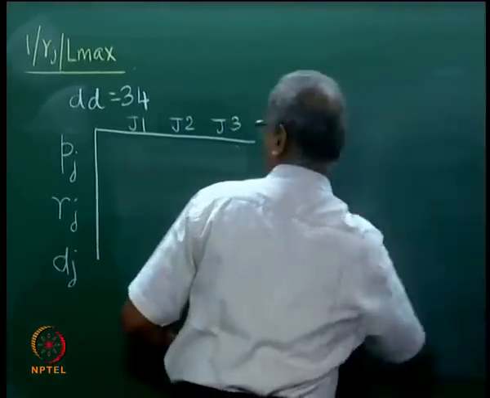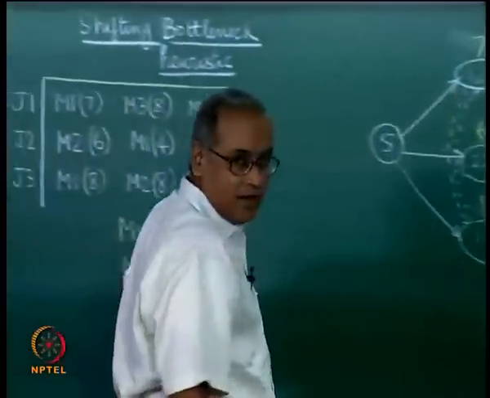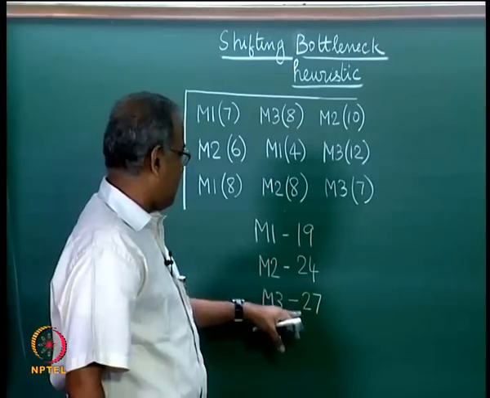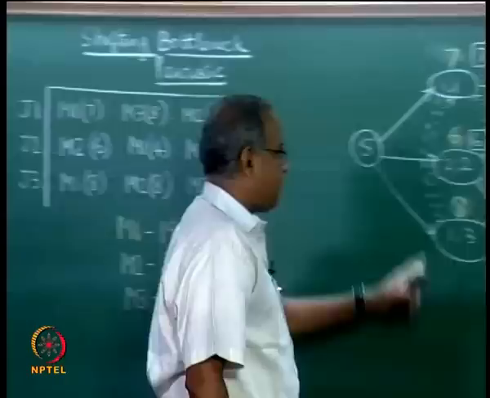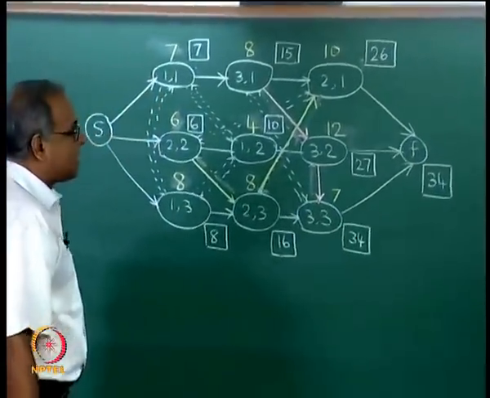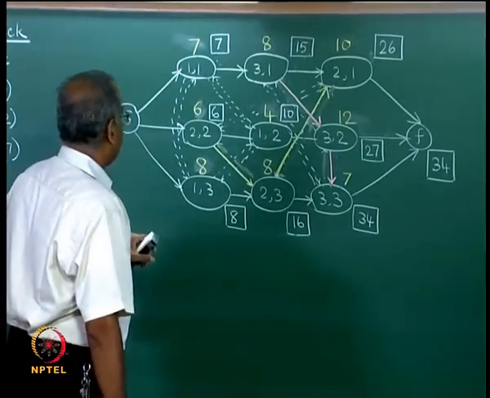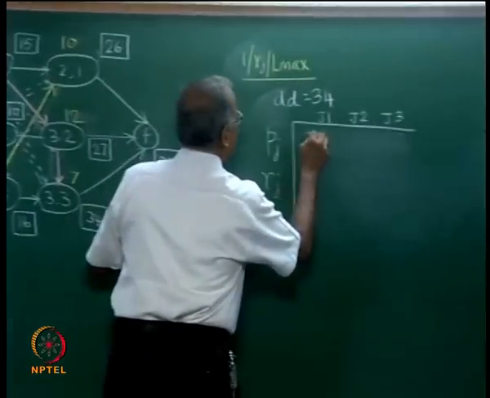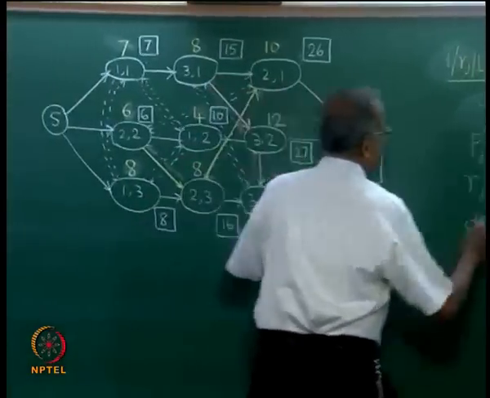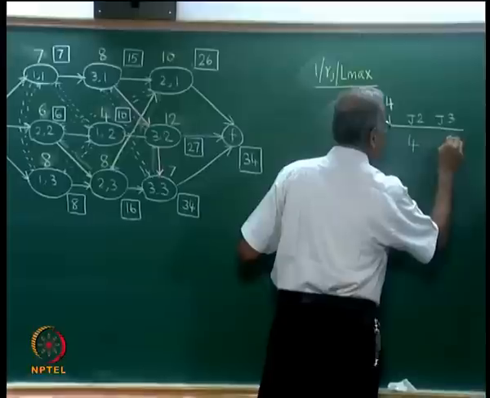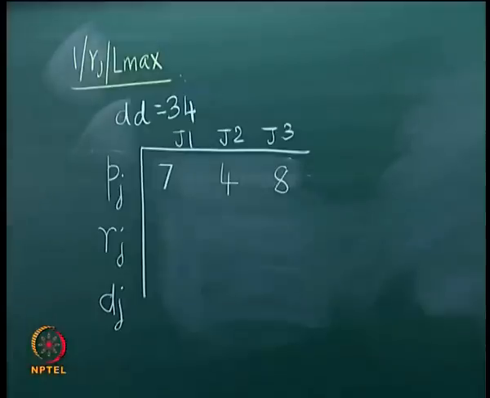Which is machine M1. We have already solved the 1 RJ Lmax problems for M3 and then M2. So now from this network we observe that the processing times for the 3 jobs J1, J2, J3 on M1 are 7, for J2 it is 4 and for J3 it is 8. Now we have to compute the release times Rj as well as the due dates Dj.